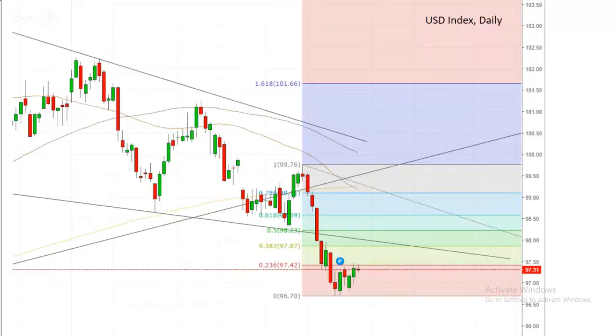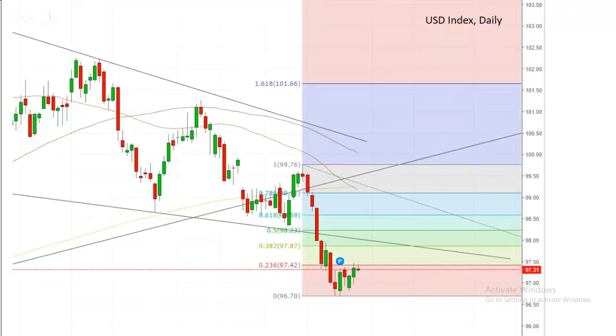We can see that the US dollar index is retracing the decline. The recent decline from a high around 99.76, and we now are at the 23.6% Fibonacci retracement level. This is the first Fibonacci mark, and we can see that the index formed a higher low.